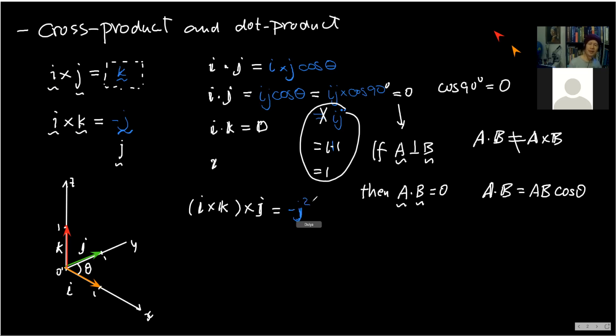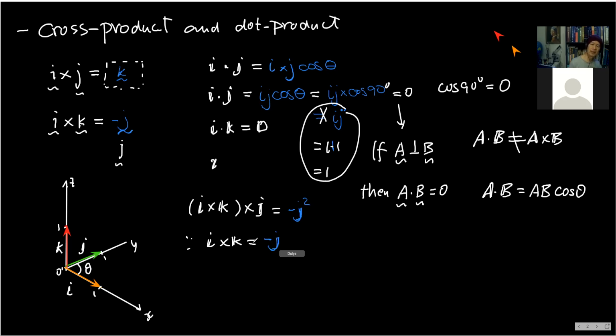Are you sure? Can we do this step by step? Can you see? So can we just write this first? I cross product K first. Use the bracket. Can we find this first?